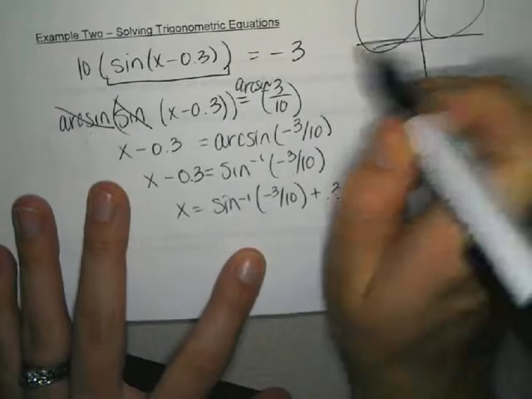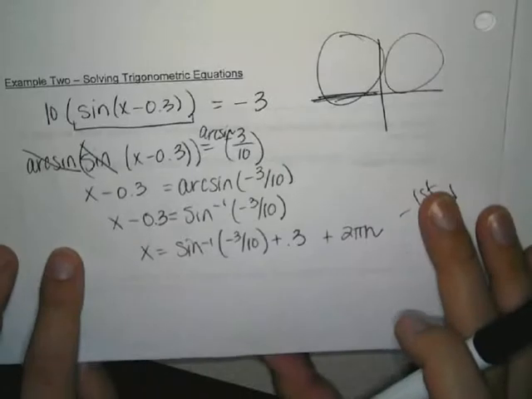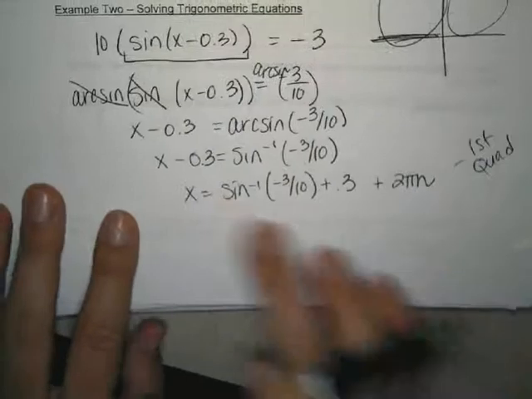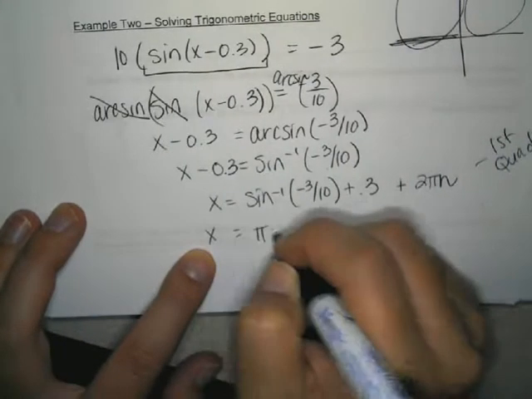Casey, you have a question? Yeah, I was just wondering what the n meant with the 2 pi. It just means how many rotations you go. So if n is 1, that means you go around once. If n is 2, that means you go around twice. It's just how many coterminal angles you want.